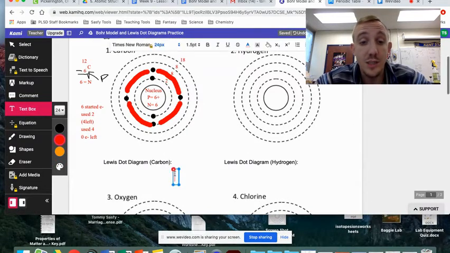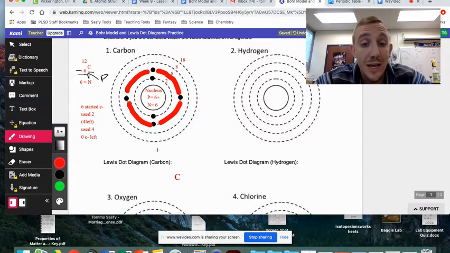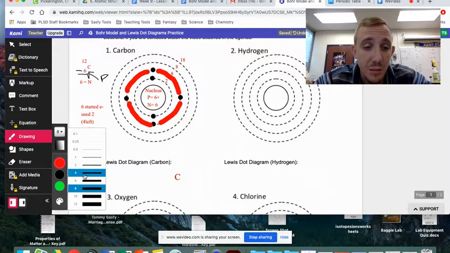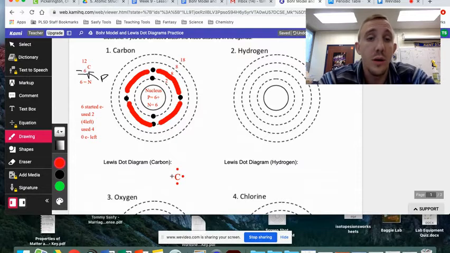So what we're going to do is use the symbol for the element. In this case, it is carbon. And then I'm going to draw the electrons. Now I used 8 on the Bohr model, but on the Lewis dot I'm going to use a stroke of 4, and it's going to look exactly like the outside, your valence electrons, as we call them. So it's going to look like your outermost shell.